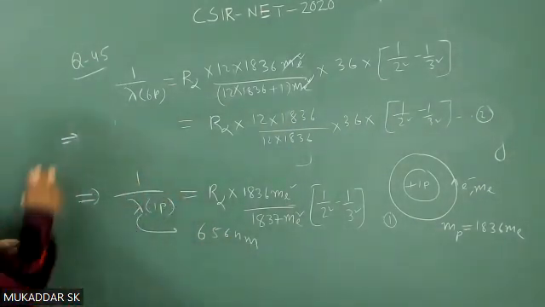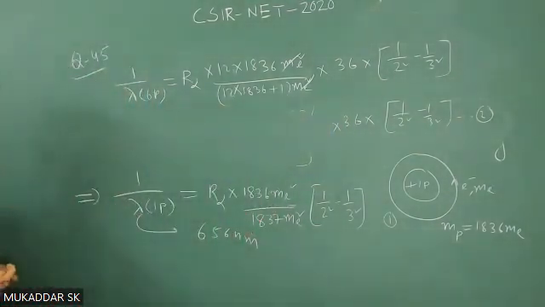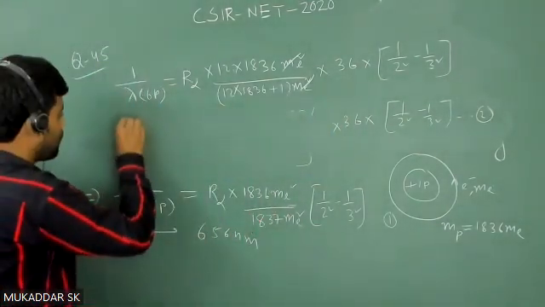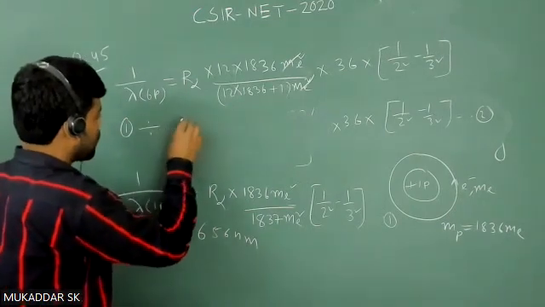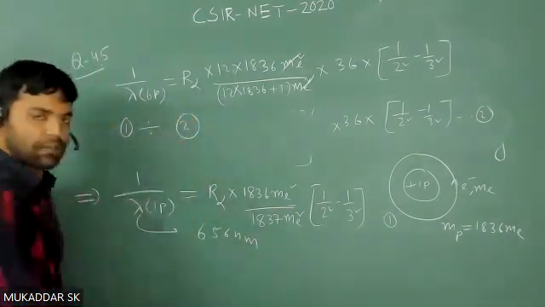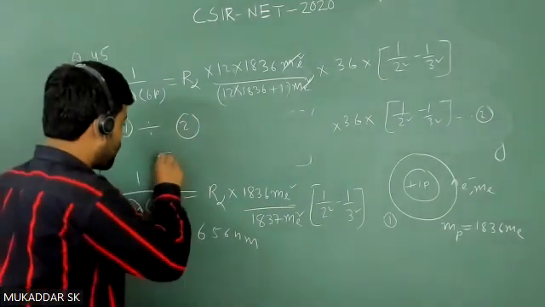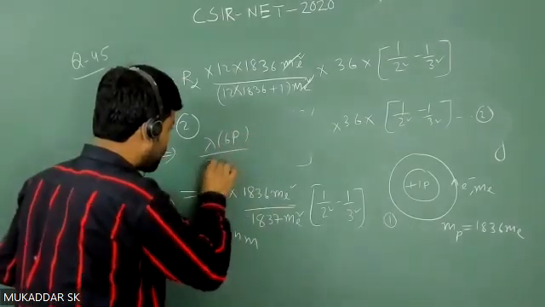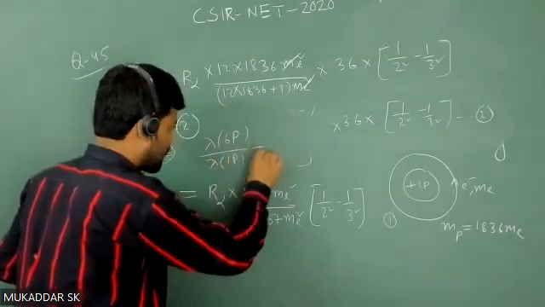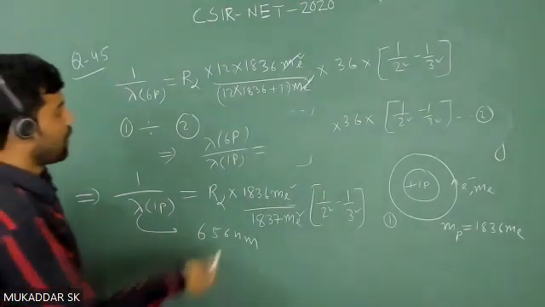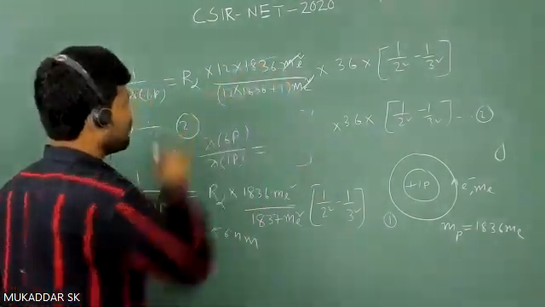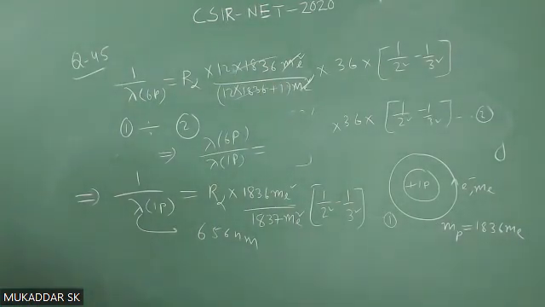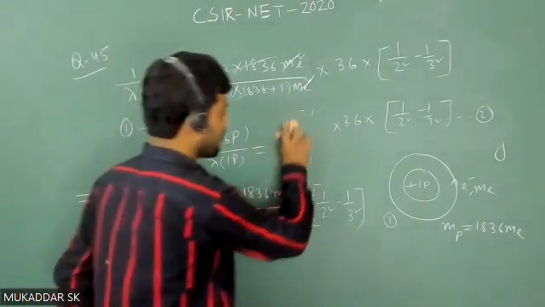Now if I divide equation 1 by 2, then on the left hand side you will have lambda for the Z equals 6 ion, that we have to calculate, divided by lambda for hydrogen atom. On the right, you can see this will be cancelled, right? This will be cancelled. So everything will be cancelled here.